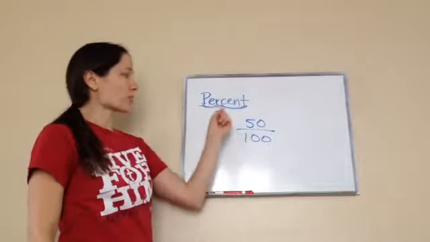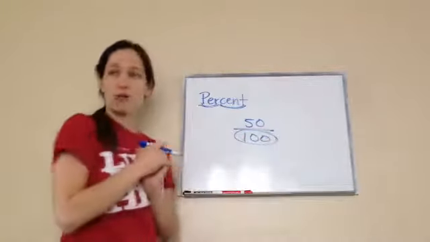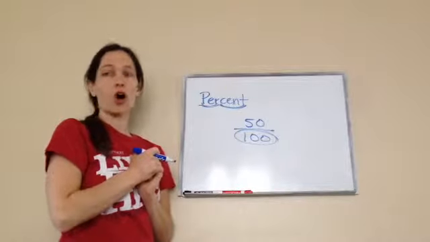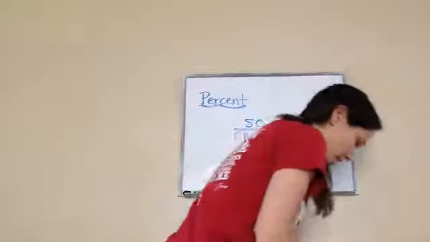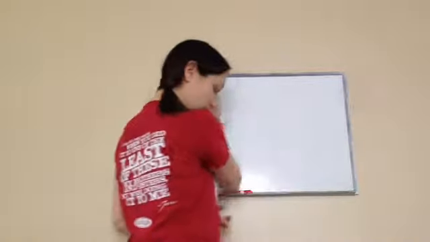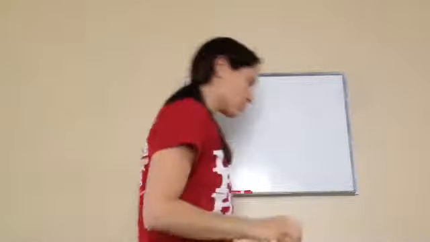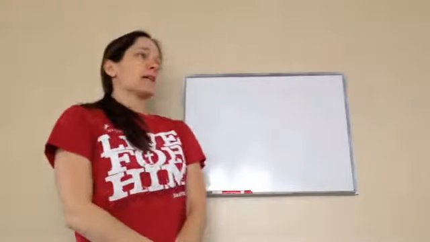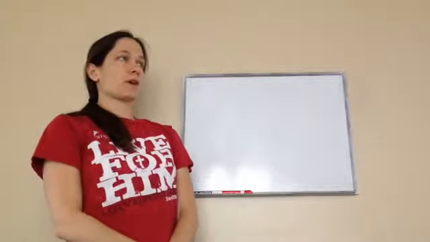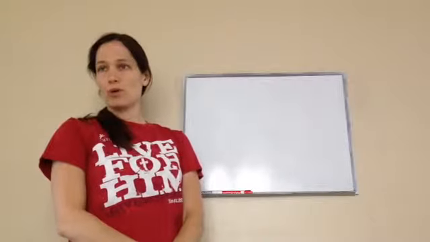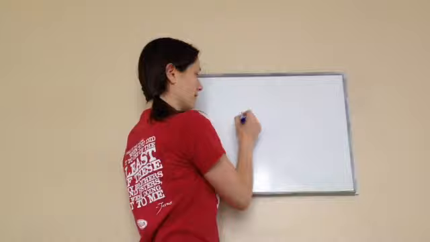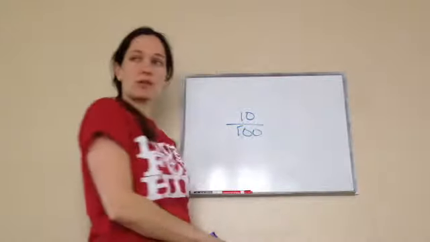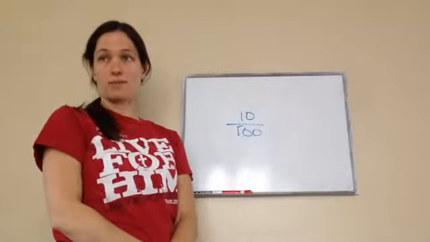Okay? So, percent always tells us out of 100. That's always going to be your denominator when you're working with percents. So now, let me say this. If I told you that 10% of the 100 people went to the ball game, that would mean 10 out of 100 went to the ball game, because that's 10%. Got it? All right, let's try a few others.